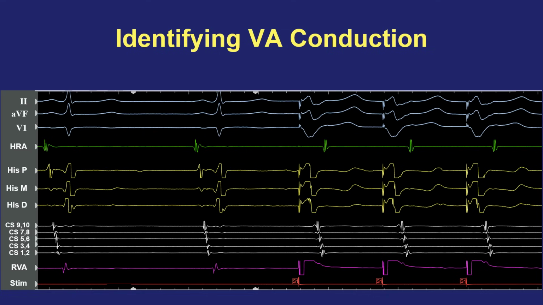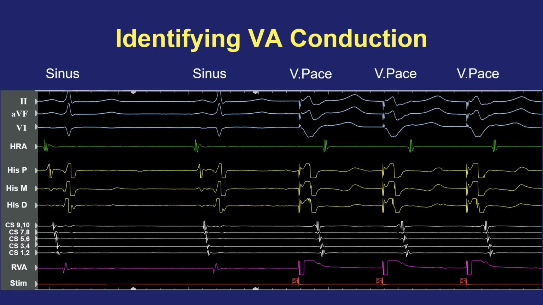And as we look from left to right, we can see that there are 5 beats in total on the page. The first 2 of them are sinus beats. We know that because there is a P wave in front of a narrow QRS. The P wave morphology is positive in the inferior leads. It is biphasic in lead V1, and therefore those are sinus beats.